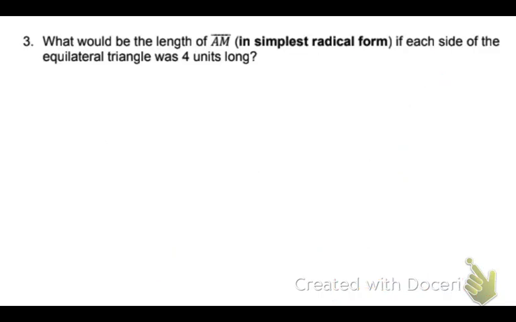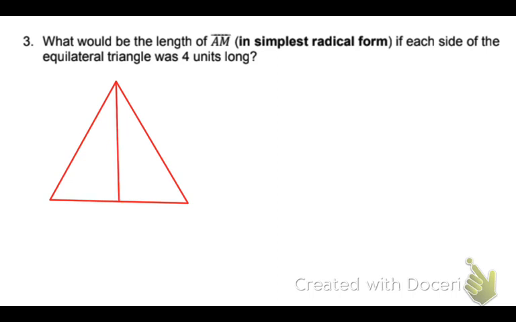So what would be the length of AM, which AM was our median, remember that second leg of that right triangle, if each side of the equilateral triangle was 4 units long? Well, let's draw a picture real quick since I took off the triangle. So if I have an equilateral triangle and each side is 4, and I'm looking for this median.